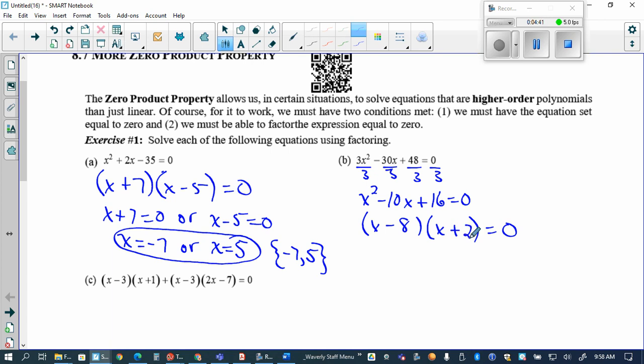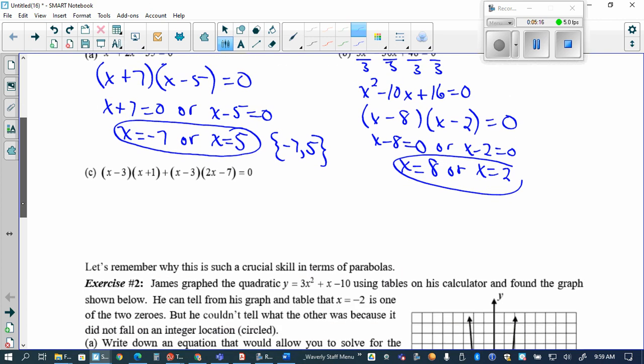Well, that would multiply to negative 16, right? They're both going to have to be negative, aren't they? Because what's a negative times a negative? So positive 16 they multiply to, and they add to negative 10. And so x minus 8 equals 0, or x minus 2 equals 0. So what does x equal? 8, or x equals 2. And you can put it in a set there if you want. Doesn't matter.